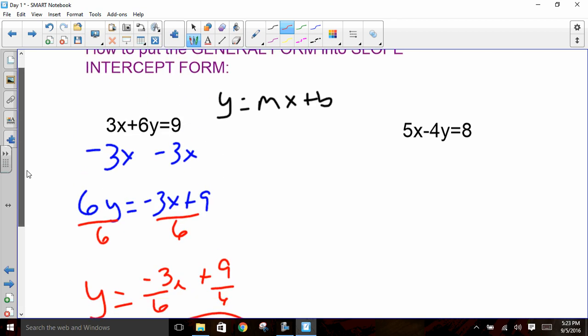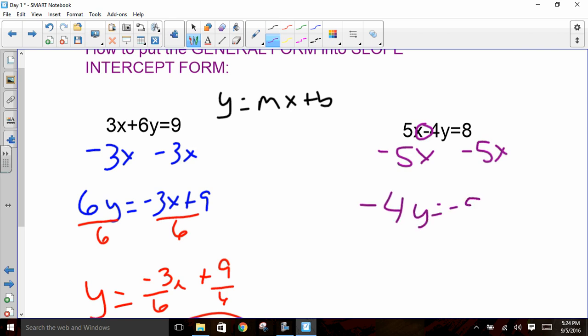Okay, let's try it with the second one. We know practice makes perfect. We want to get y by itself. So first I have to get rid of that 5x. Now notice, there's that negative sign with that 4y. We cannot drop that or else it'll change my problem completely. So then we get negative 4y is equal to negative 5x plus 8. We're going to go ahead and divide everything by negative 4.